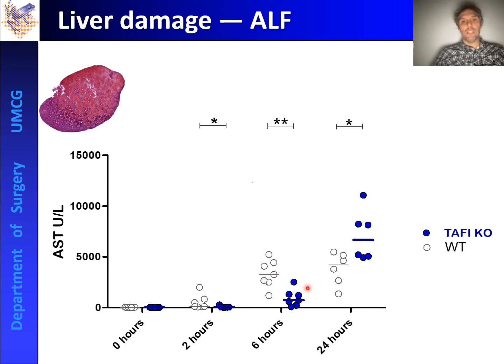So it looks like initially those are protected after 6 hours of the injection, but at 24 hours that has completely changed and reversed, and here the TAFI knockout mice definitely show more damage in the liver.